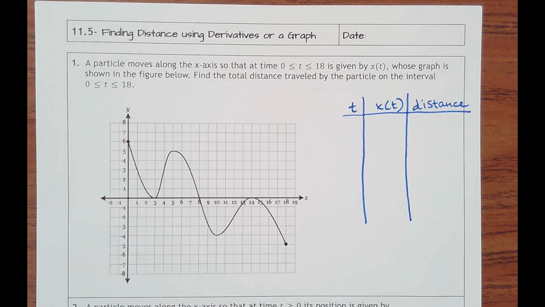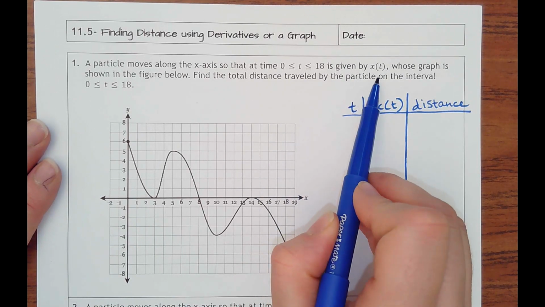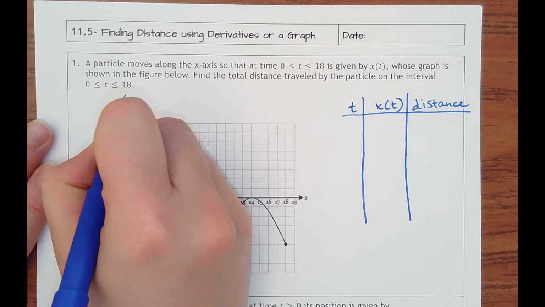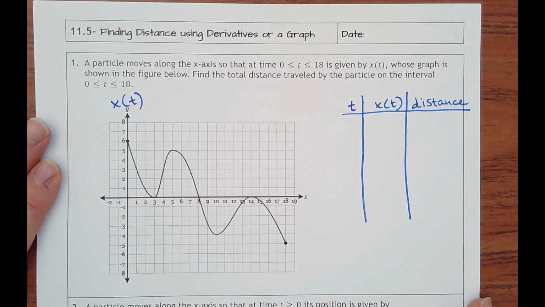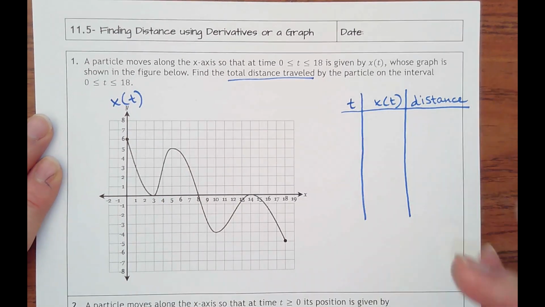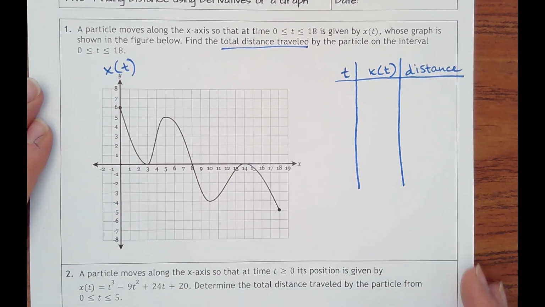Lesson 11.5, finding distance using derivatives or a graph. Number 1 is a graph first. The visual might help you on the equation next on number 2. A particle moves along the x-axis so that at time 0 to 18 its position is given by x of t, shown in the figure below. Find the total distance traveled by the particle on the interval from 0 to 18.